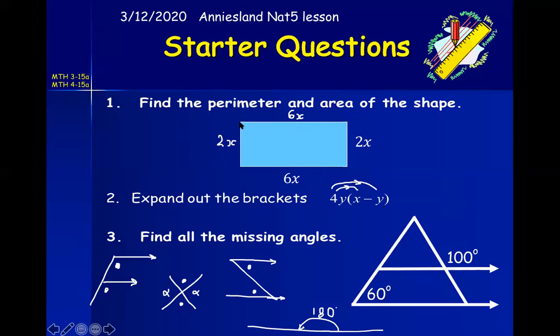So basically, to calculate the perimeter, we just add all sides.